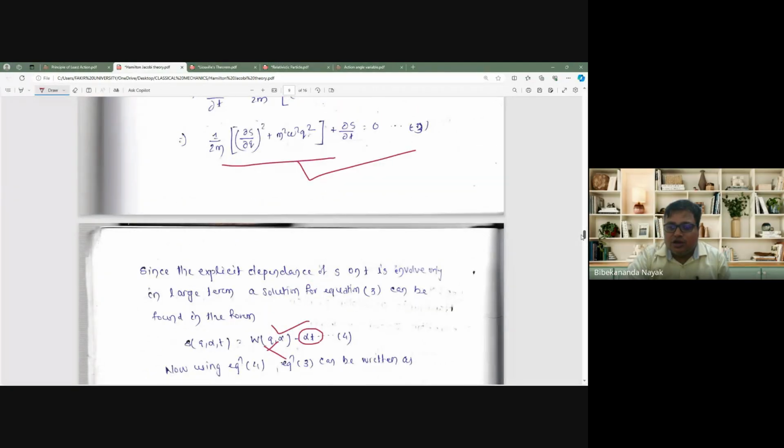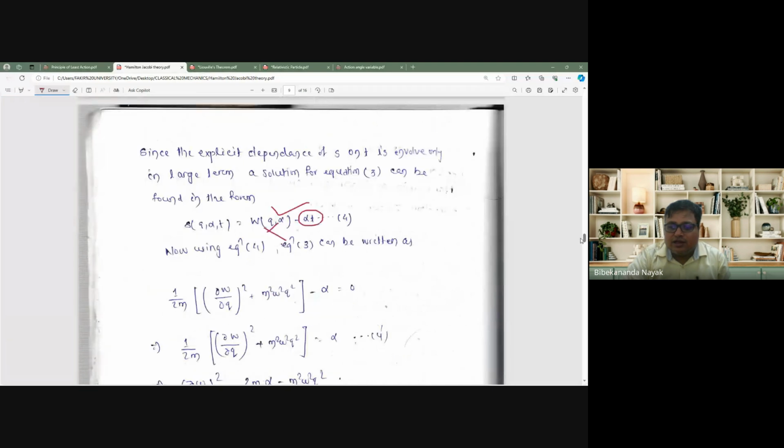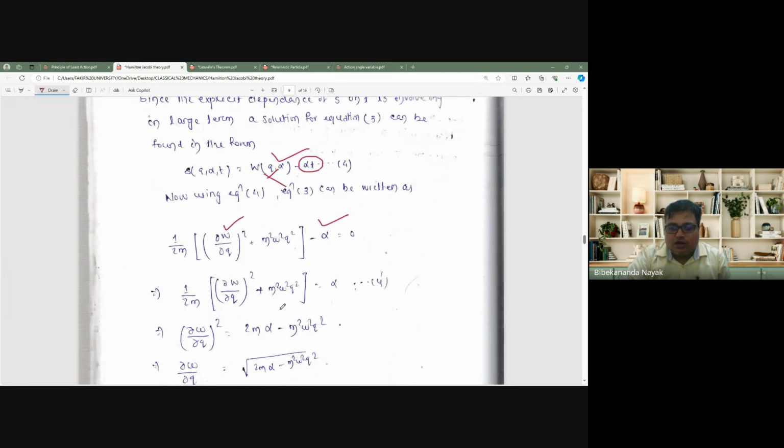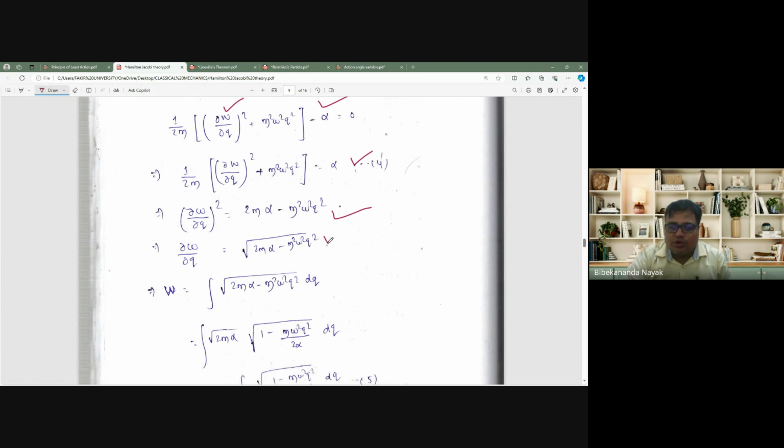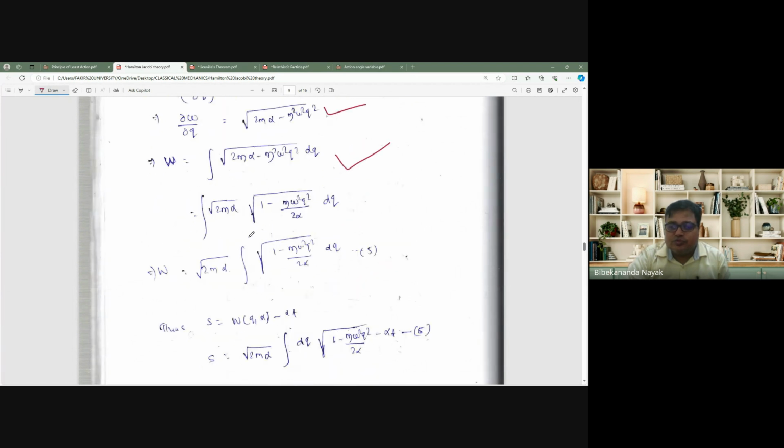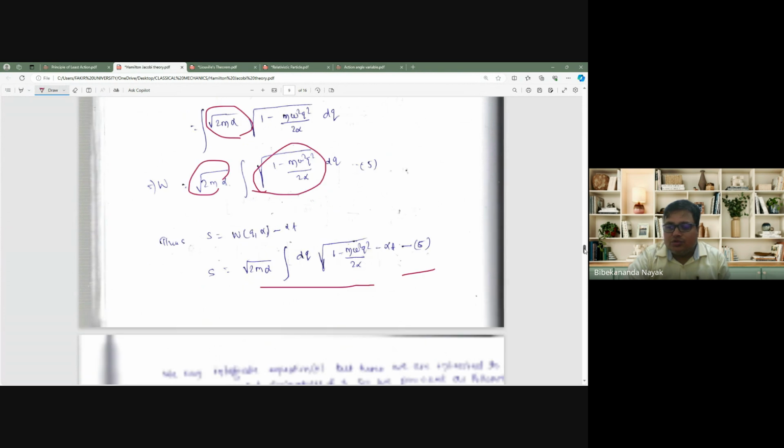So you put here W and alpha. Here is del W by del q. Putting these two, we get del W by del q square by 2m plus half m omega square q square is equal to alpha. Or del W by del q square is equal to 2m alpha minus m square omega square q square. Or del W by del q is equal to its root, so W is equal to the integration with respect to dq. A constant goes outside the integration. But s is equal to W(q, alpha) minus alpha t.